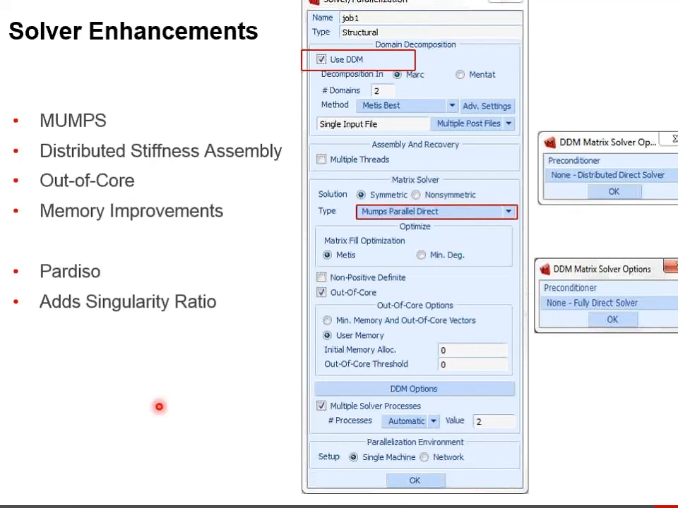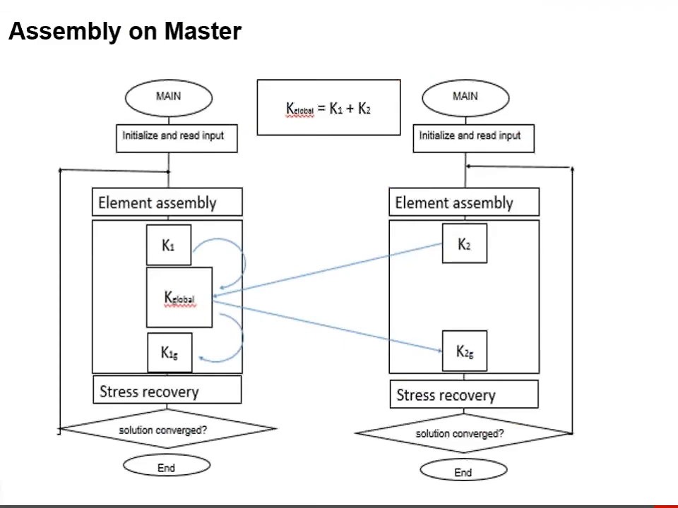The other thing, which of course I recommend for everybody who's running the Marc product on a laptop or even a desktop machine, is to use the Pardiso solver and use parallelization. And before, we weren't printing out the singularity ratio, but as long as the system is a real, symmetric, positive definite system, we are now printing out the singularity ratio. Okay, so how did DDM and MUMPS work before?